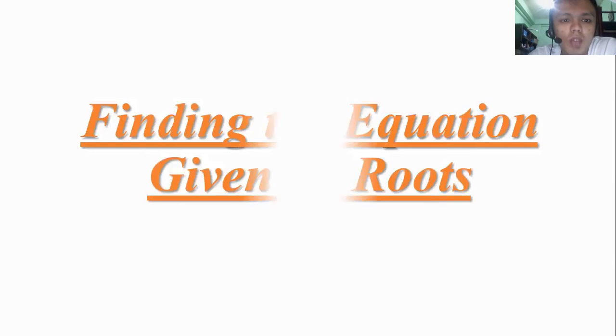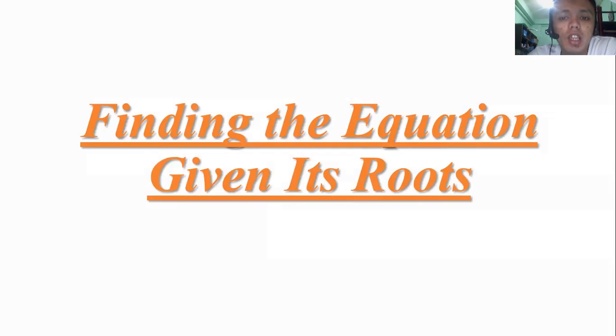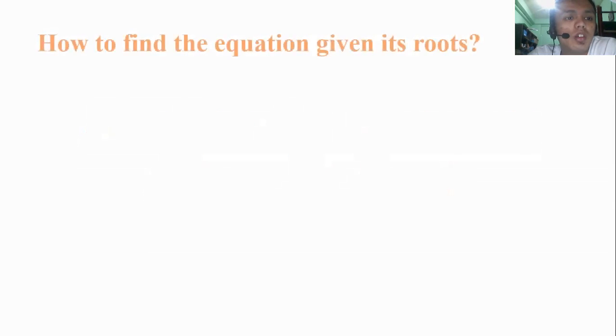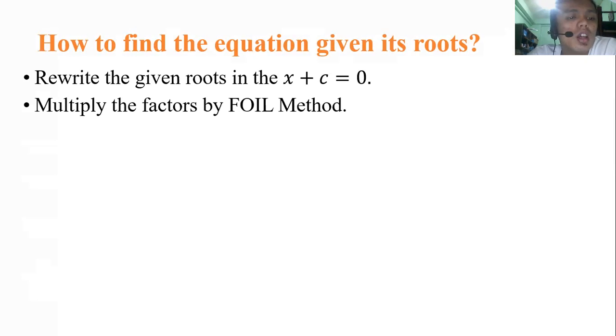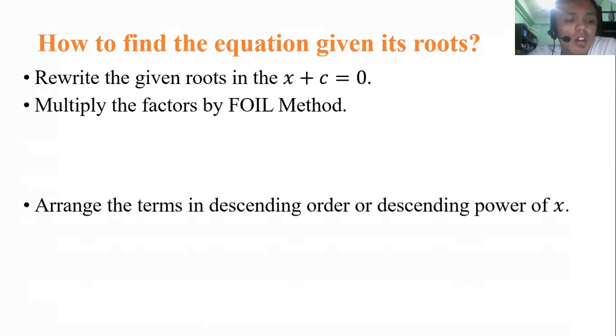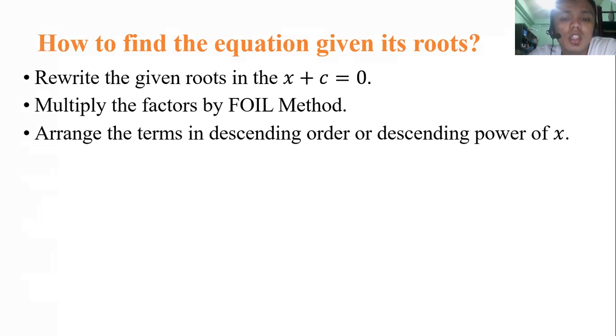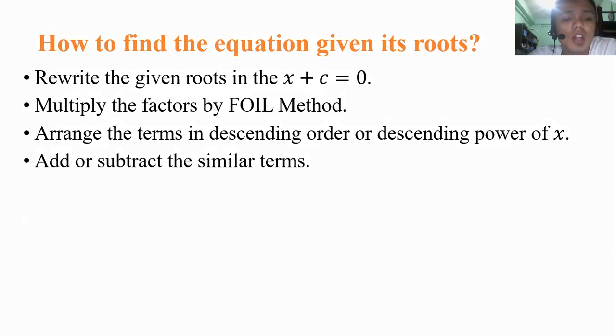So today we are going to discuss finding the equation given its roots. Given the roots, what we are going to do here is find the quadratic equation. How to find the equation given its roots? First thing to do is to write the given roots in the form x plus c equal to 0. Then multiply the factors by the FOIL method. Then arrange the terms in descending order, or descending power of x. Then add or subtract the similar terms.